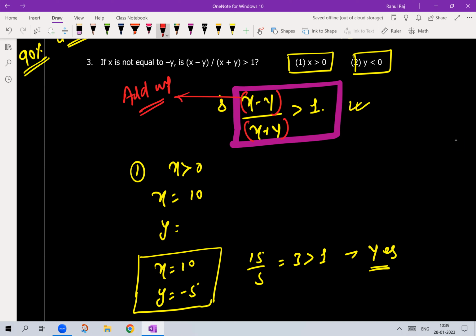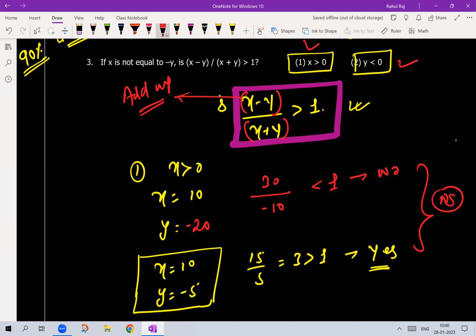Imagine I take x as 10 and y a negative value, but I take the magnitude of y greater than the value of x. I take y as -20. Now I know my numerator will add up. It is 30 in the numerator, and the denominator is what? 10 minus of -20... sorry, 10 minus 20 is -10, which is less than 1. I have a no situation. That's it. So this is not sufficient. A is not sufficient, B is not sufficient, C is not sufficient. The answer goes to E.